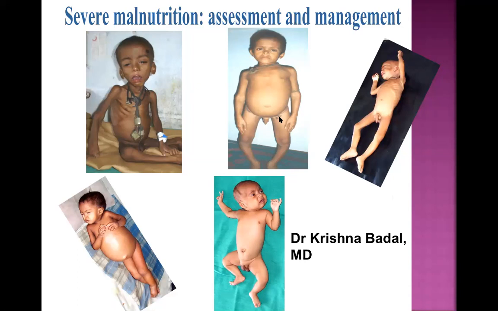This is called marasmic kwashiorkor. Look at the ribs here, and at the same time a bit of swelling can be seen. So marasmic kwashiorkor looks like kwashiorkor to me, and this also looks like kwashiorkor. So these are the pictures of severely malnourished babies. Let's move on.